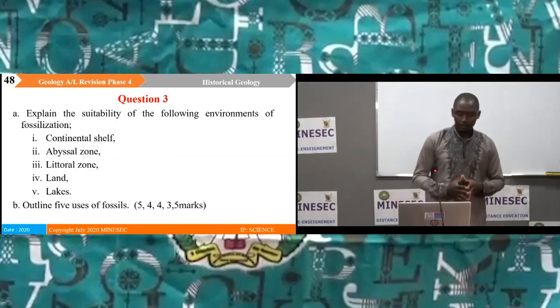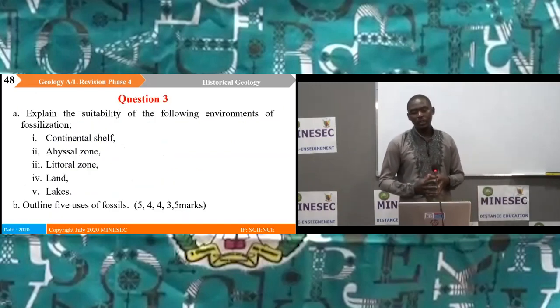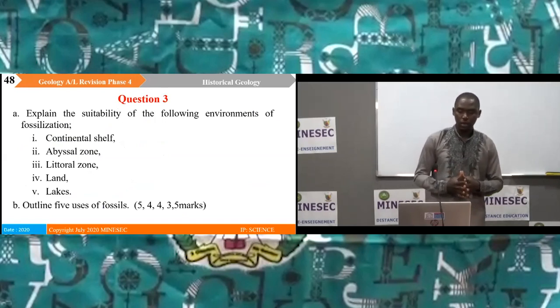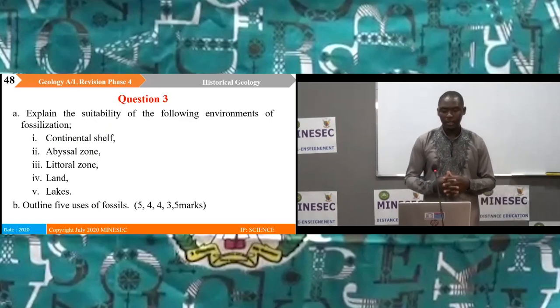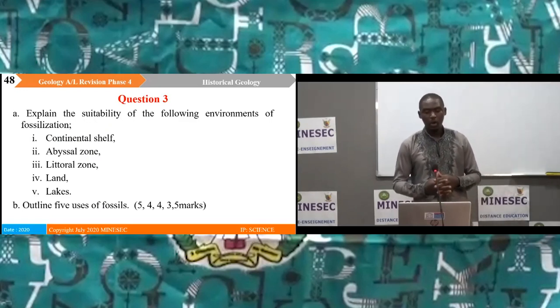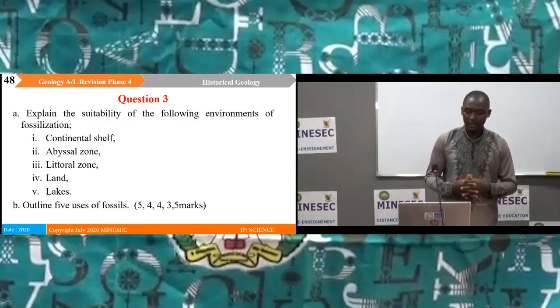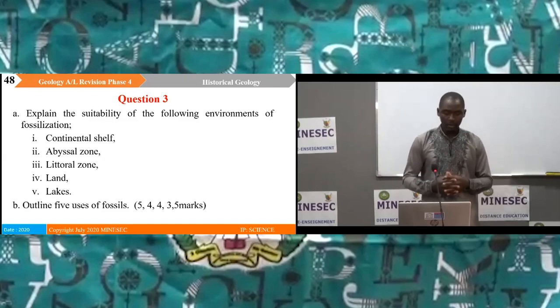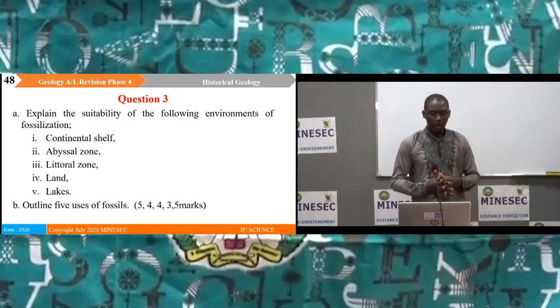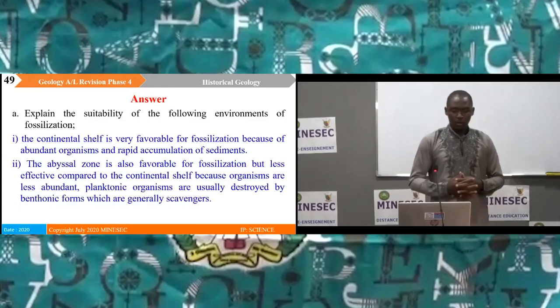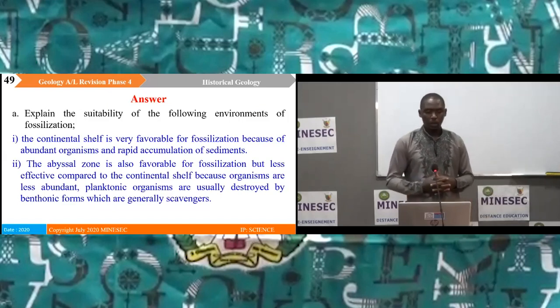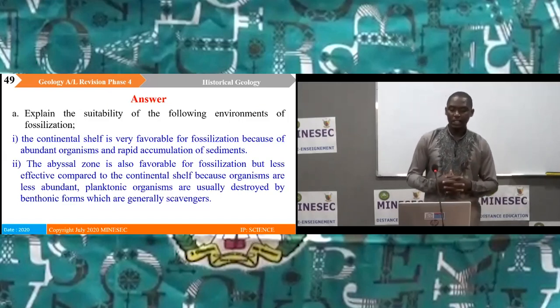Question 3. Explain the suitability of the following environments of fossilization. 1. Continental shelf. 2. Abyssal zone. 3. Littoral zone. 4. Land. And 5. Lakes. 3b. Outline 5 uses of fossils. We take the first part. We examine the continental shelf.